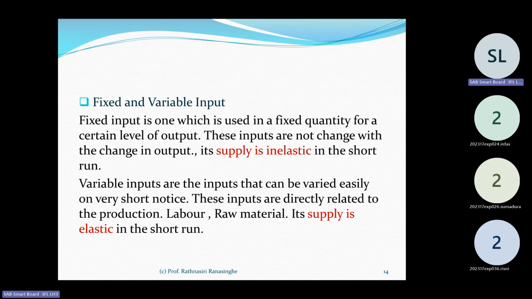Therefore, in the short run, we see the output mainly depends on the variable factors. We try to increase the output by changing the variable factor inputs, keeping the fixed factors constant, because in the short run we cannot change the fixed factors. So based on the fixed and variable factors, we can identify the short run production function and the long run production function, and that depends on the period, short run and long run.